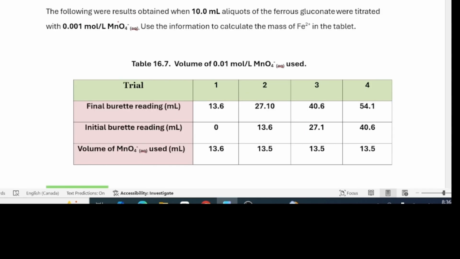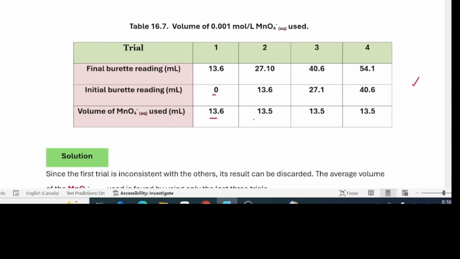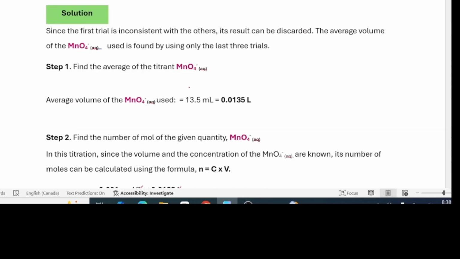The following were the results obtained when 10 milliliter aliquots of the ferrous gluconate solution were titrated with 0.001 mole per liter permanganate. Now you're asked to use the information provided in this table to calculate the mass of the ferrous ions present in each aliquot. We can see in the end, these are the volumes obtained for each titration. So how do we use the information here to calculate the amount of iron in the tablet? And this is a solution.